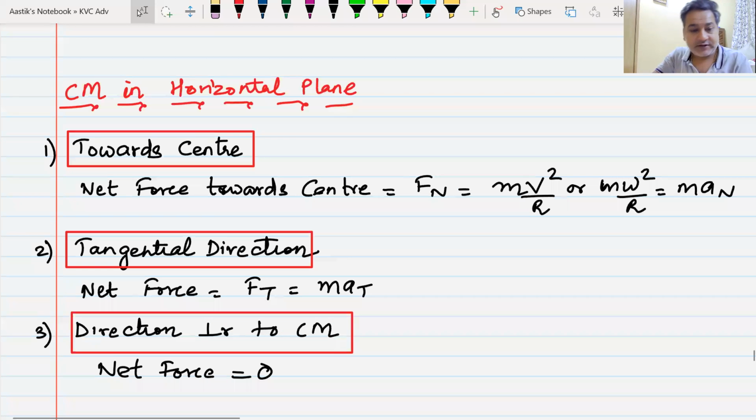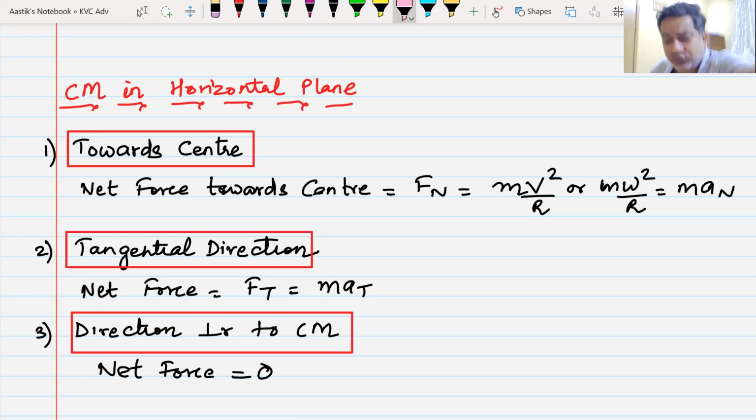Whatever happens, whether it's motion in a horizontal circle or vertical circle, what you have to always remember is that you must make equations along different directions. You don't have to make three, you only need to make two, because it's not a motion in three dimensions. It's only going to move along two dimensions. So you need only two equations.